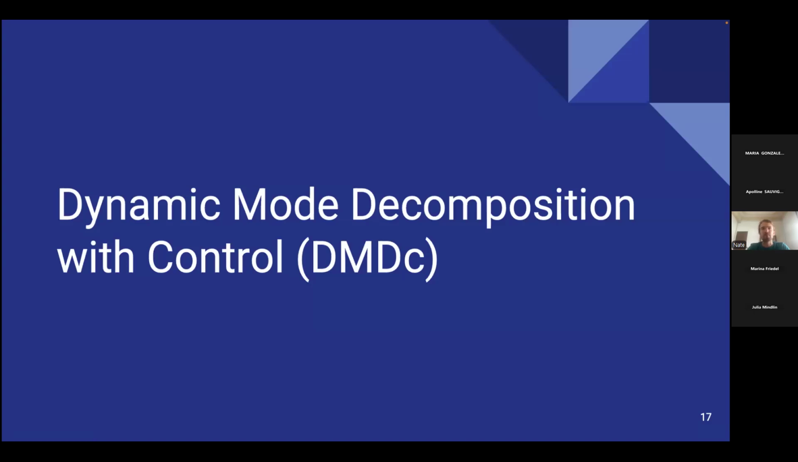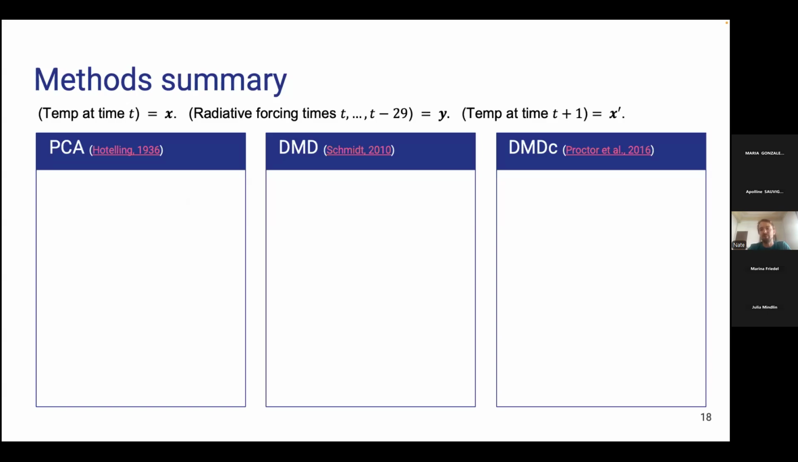So what is dynamic mode decomposition with control? Maybe best to give an overview relating it to principal component analysis and dynamic mode decomposition. First, I want to name some of our variables here. The gridded temperature at time t: if you take the image of the entire globe at time t, where each pixel represents a surface air temperature, you flatten that, vectorize it, and that gives you your x. The radiative forcing at times t through t minus 29, so these are the last 30 years of radiative forcing, are stored in this variable y.